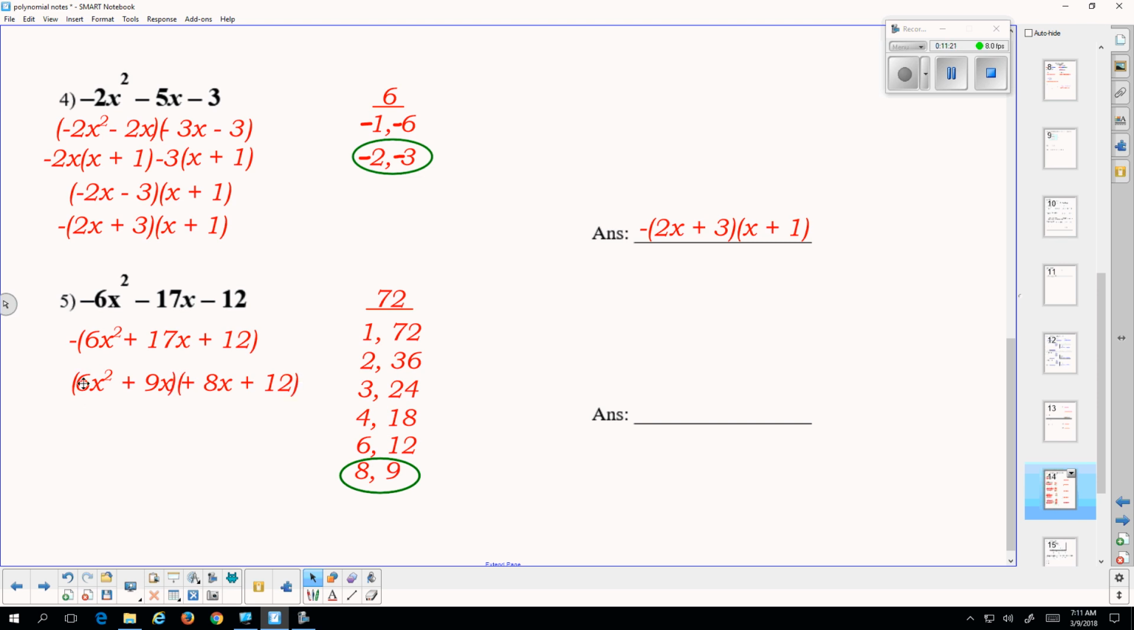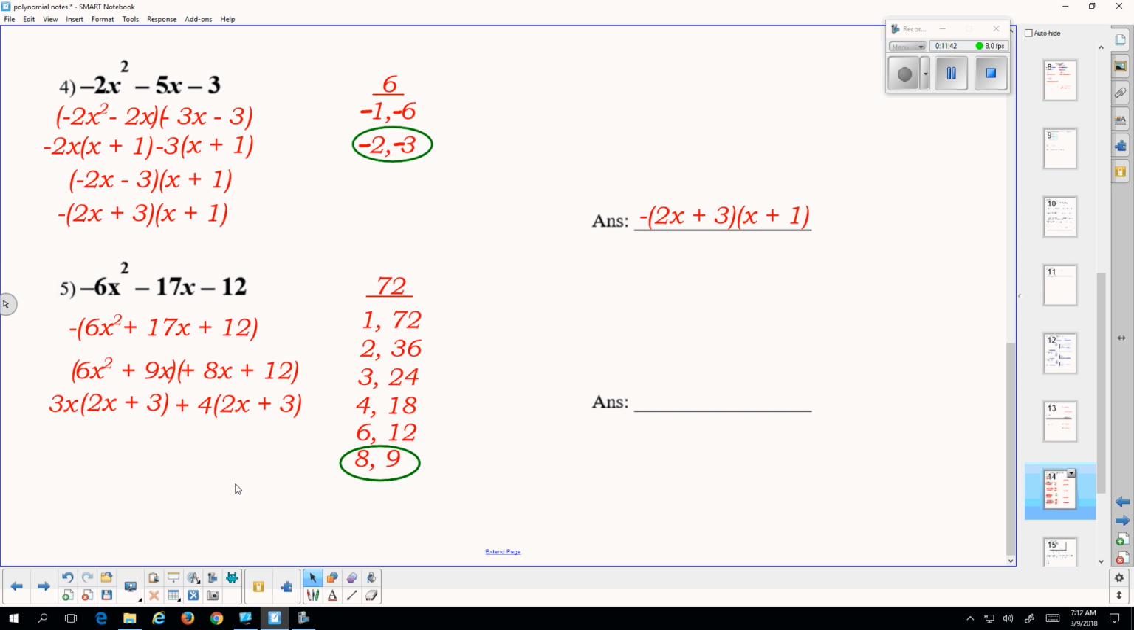What's the GCF of 6x squared and 9x? That's 3x, and what will you have left inside the parentheses? 2x plus 3. What's the GCF of 8x and 12? That'd be 4. What's left inside the parentheses? 2x plus 3. So what's my final answer? 2x plus 3 and 3x plus 4.